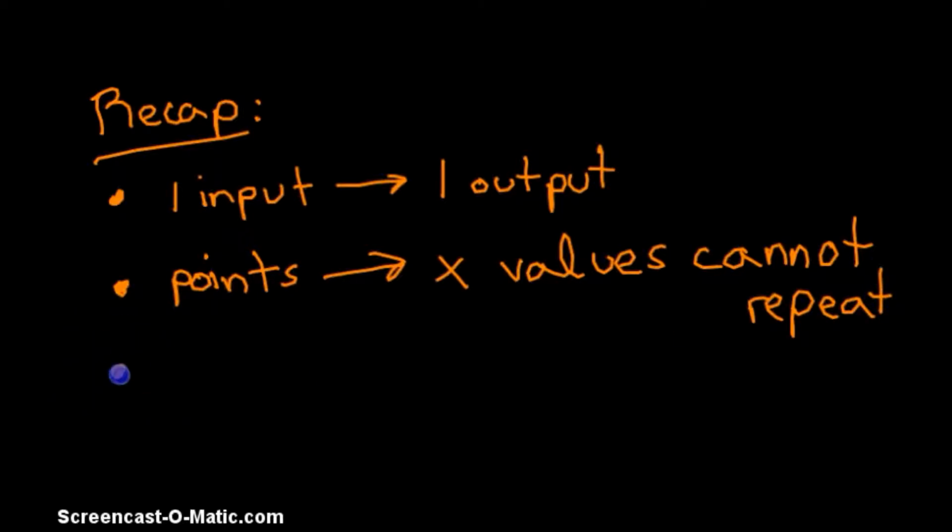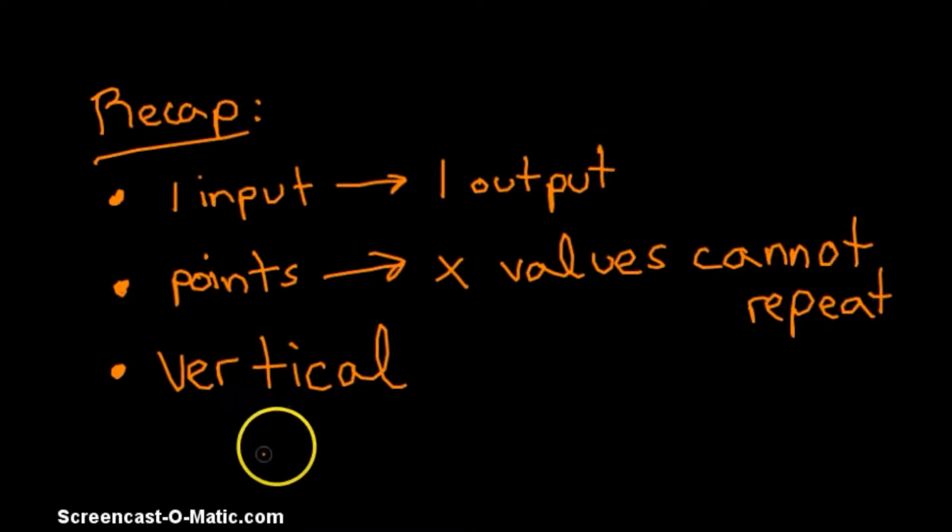And lastly, the vertical line test. Remember that a vertical line must only cross each point on the plane once. So if you drag your pencil across the page, you can see if it intersects that line more than once.